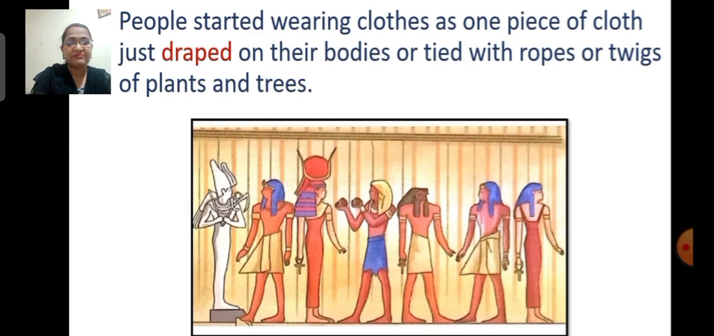Especially these Egyptian men, they used to cover their bodies with just one piece of cloth. There is a word that is used here called wrapped, meaning to cover or to just loosely attach a cloth around something. So, these men used to cover their bodies with just a single piece of cloth. And how did they do it? Yes, children, they tied it with the rope or the twigs of the plant or tree.